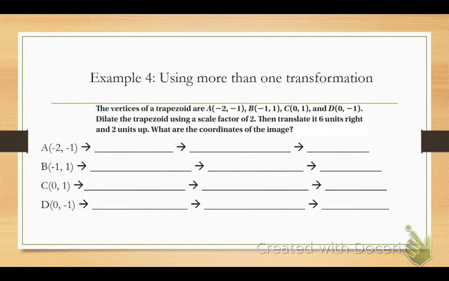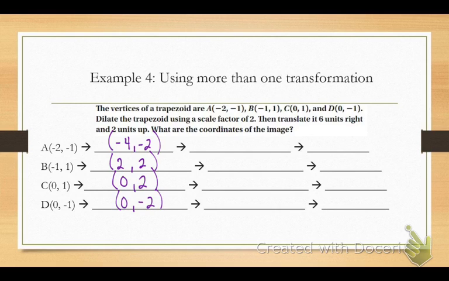The first thing you're going to do, if it's a scale factor of 2, what are you going to do to all your ordered pairs? Multiply by 2. So go ahead and do that. So for my dilation, did you get -4, -2? Did y'all get that? Did you get -2, 2? Yes. Did you get 0, 2? Yes. And did you get 0, -2? Yes.